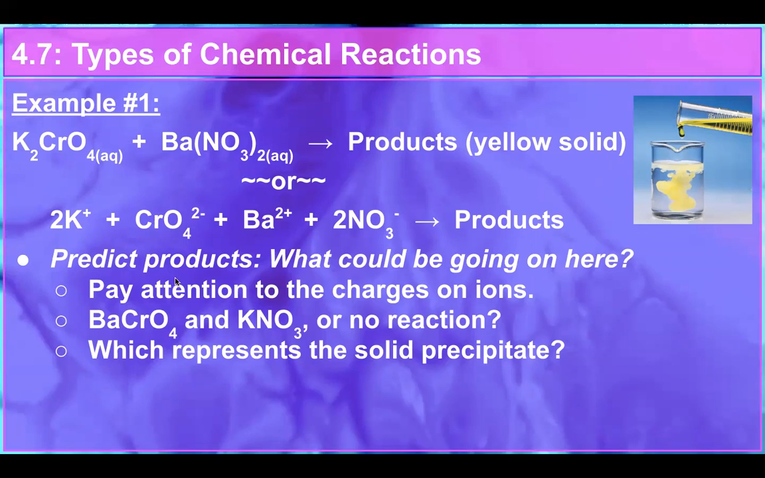Okay, so trying to figure out what the products would be, it's really important to look at the charges. We know that the potassium and the barium would not come together because they're likely charged. Same thing with the chromate and the nitrate. So what we would be forming would be potassium with a nitrate and barium with a chromate. One of those two combinations is going to be our solid. Okay, so we know that there is a reaction here because we are forming that solid. All right, so we know that one of these two is going to be that solid.